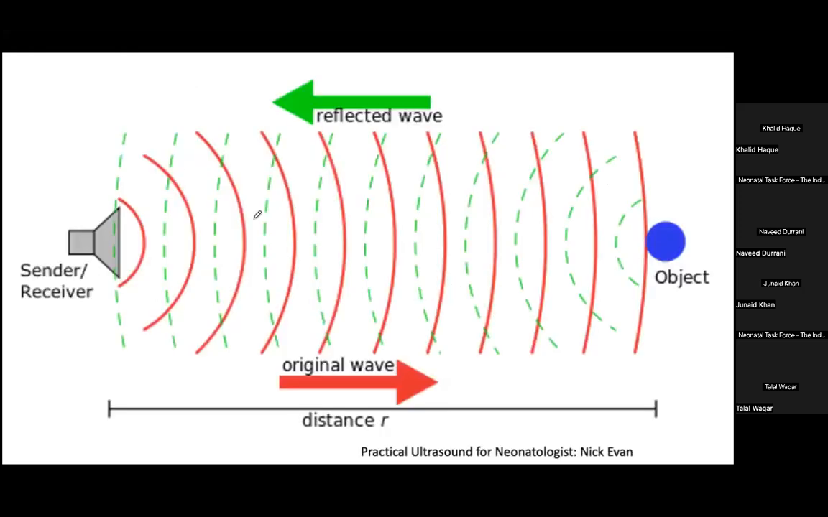So this is a basic illustration. If you see, the red ones are the sound waves which are being emitted, and the blue is the object. So if they find any object in their pathway, the echoes are reflected back into the machine and the image is thus formed.